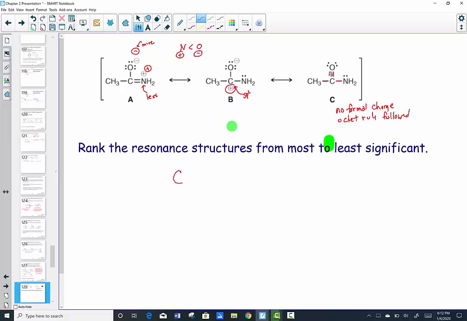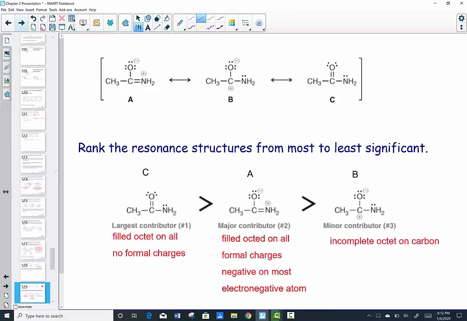So I like C as the most, followed by A, because it has a good octet. The octet rule is being followed, except it has formal charges, but that's okay because the negative is on the more electronegative element, so that's good. And then the least would be letter B with that empty orbital. And that's what we verified here.